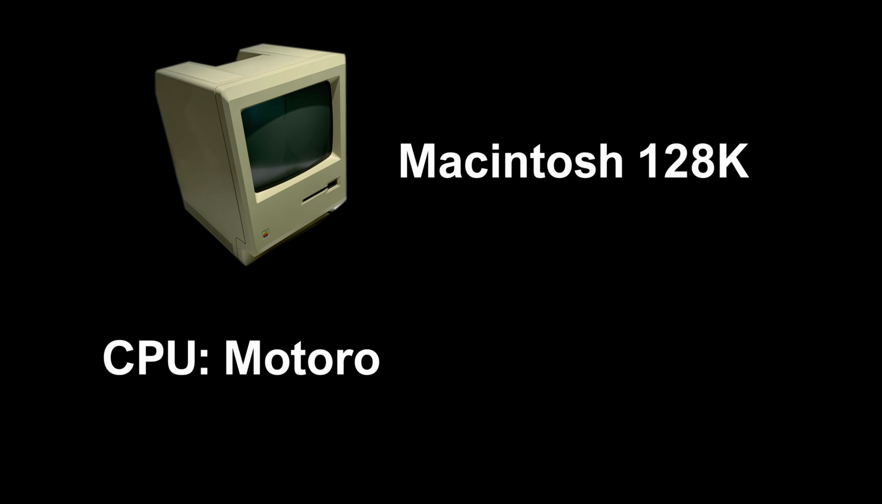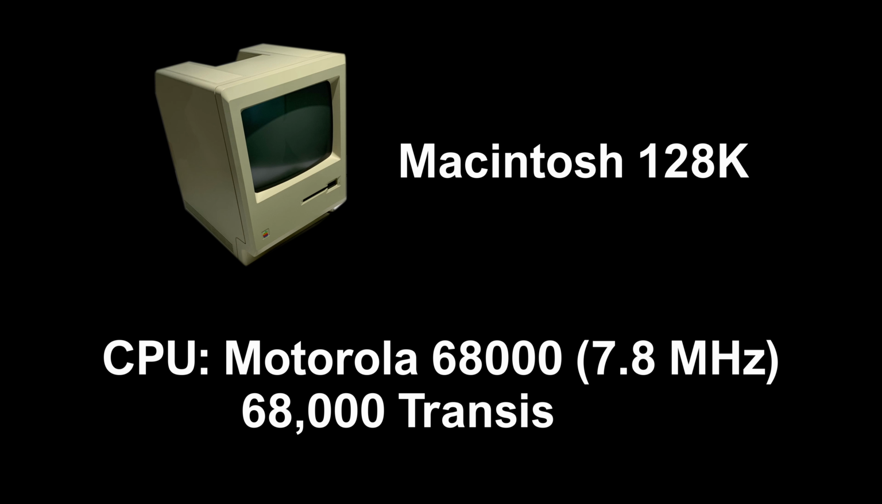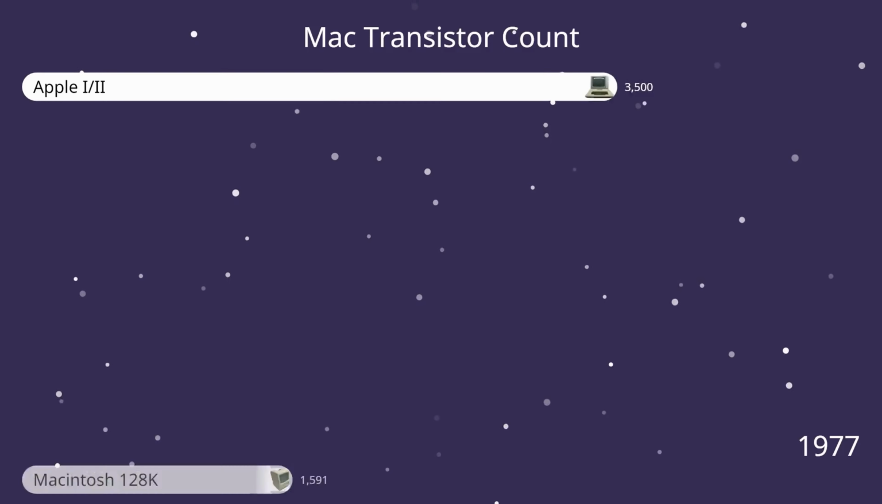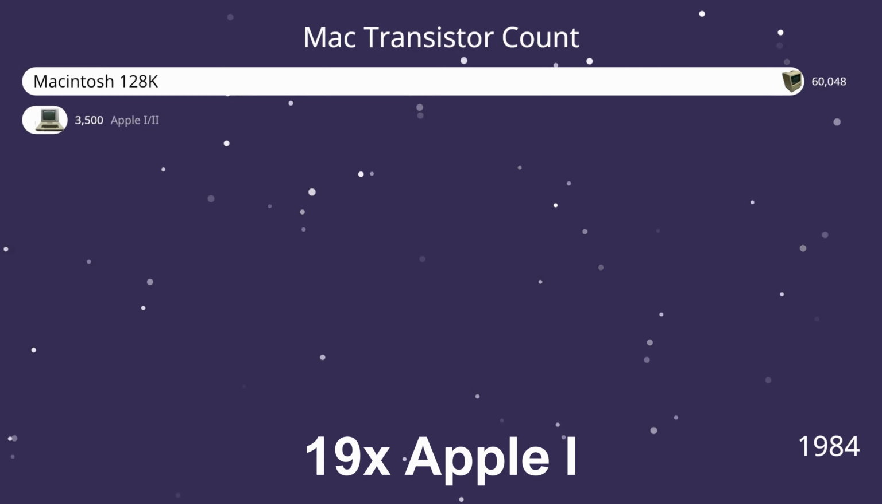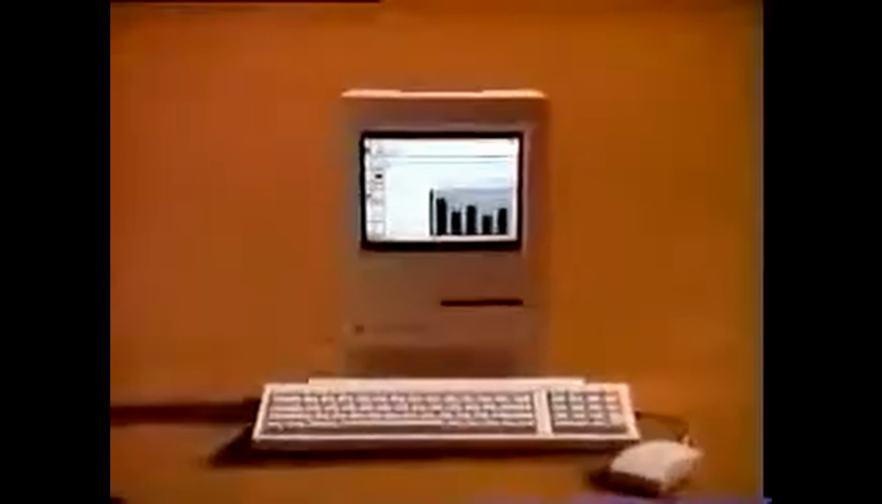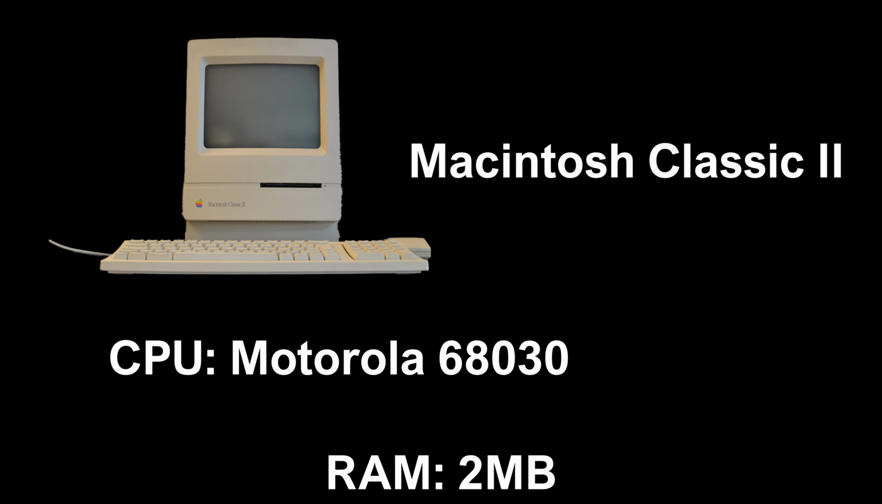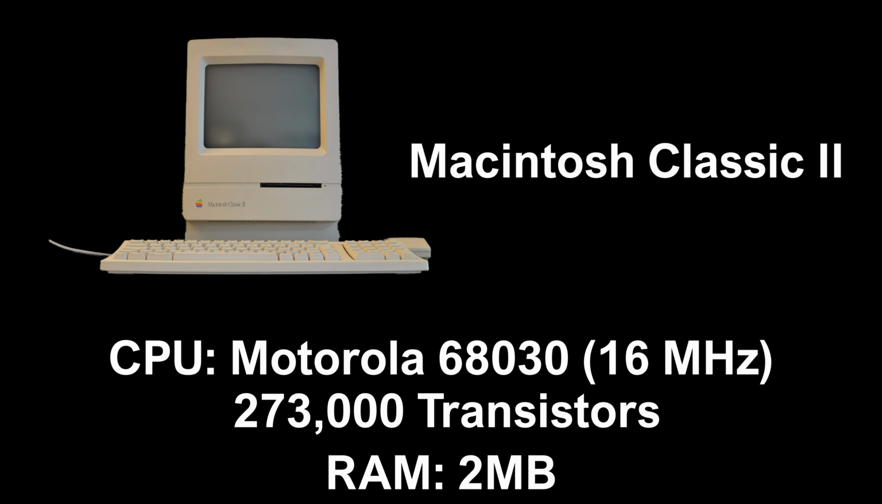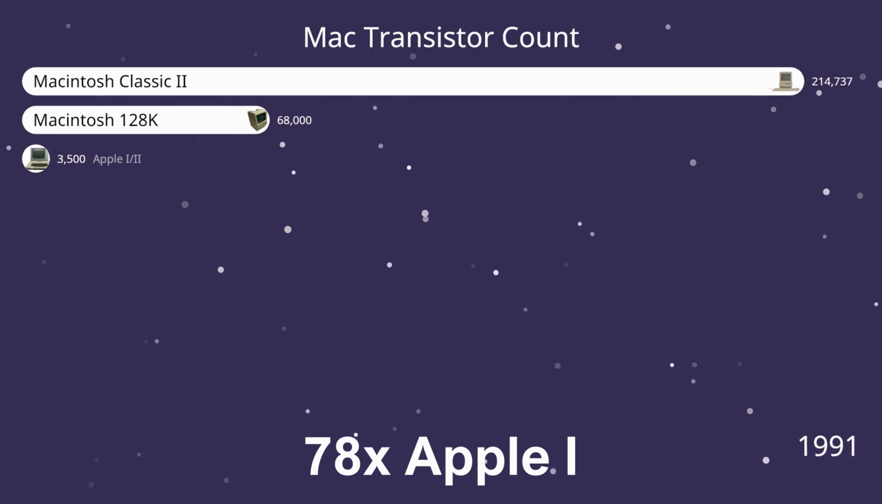The Motorola 68000 chip inside it operated at 7.8 MHz and had around 68,000 transistors, all with 128 kilobytes of RAM. By transistor count, we're now 19 times the number we started this journey at. The Macintosh Classic 2 launched in 1991 with 2 megabytes of RAM and operated with a Motorola 68030 chip, which ran at 16 megahertz and contained about 273,000 transistors. We're now at 78 times the number of transistors as the Apple I.